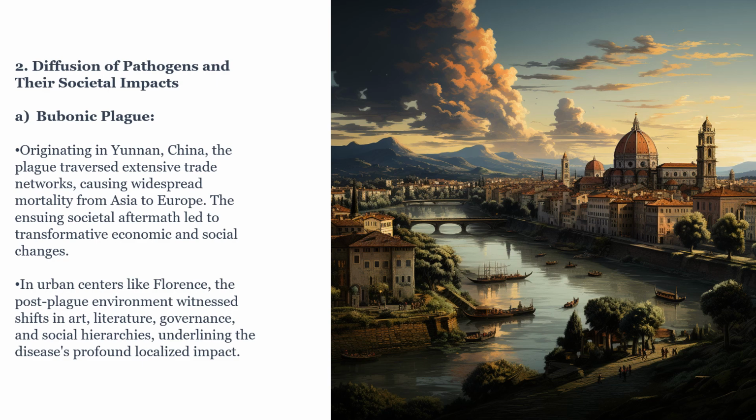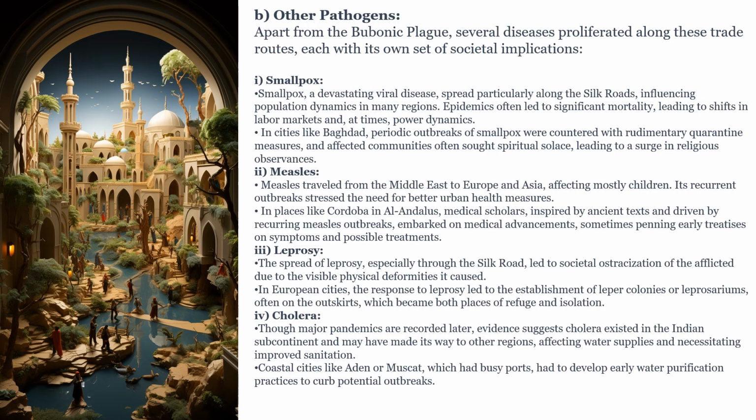First, we had the bubonic plague. Originating in Yunnan, China, the plague traversed extensive trade networks, causing widespread mortality from Asia to Europe. The ensuing societal impact led to transformative economic and social changes. In urban areas like Florence, the post-plague environment witnessed shifts in art, literature, governance, and social hierarchies, underlining the disease's profound localized impact. It's not the only pathogen that traveled.